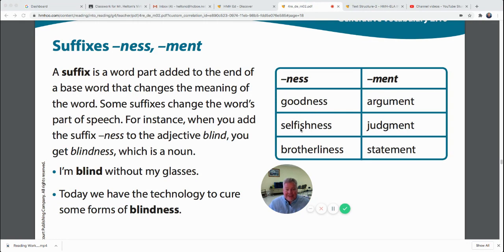self, selfish, selfishness. We've got a lot of suffixes added to self there, don't we? Two suffixes. Selfishness. Brotherliness. So, ness words. When you see ness at the end of a word, you know it's a suffix added to it. And ment: argue, argument; judge, judgment; state, statement. So, suffixes that you can add on to the end of words to change their meaning. And sometimes their part of speech.